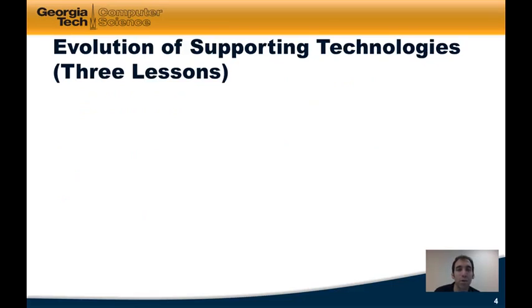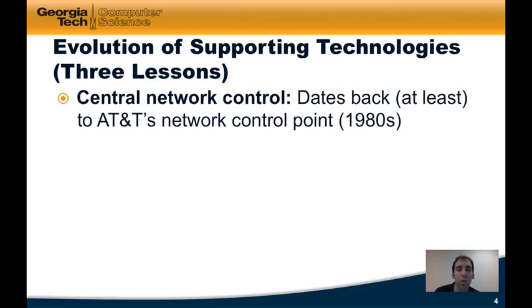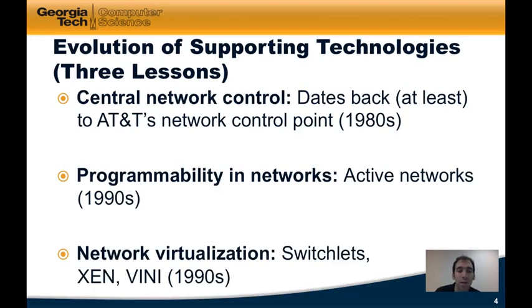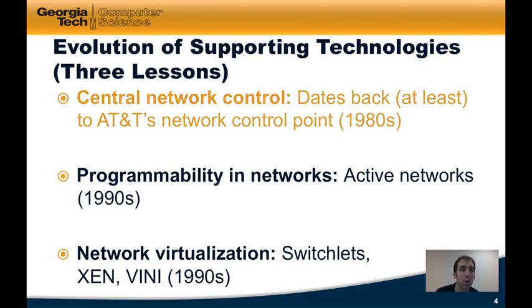So we'll break this up into 3 different lessons. First, we'll talk about the origins of central network control, which dates back at least to the early 1980s in the form of AT&T's network control point, which is, by the way, still in use today. Next, we'll talk about the history of programmability in networks, which can be traced back to active networks in the 1990s. And then we'll talk about network virtualization, which some have described as the killer app for SDN, which also has its roots back in various technologies in the 1990s. So let's start by talking about the origins of central network control.